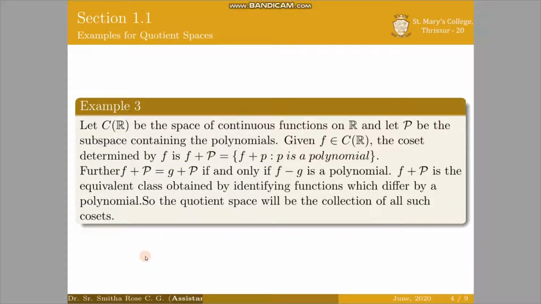Next example, here we are taking the vector space to be the space of continuous functions on R, and P be the subspace containing all the polynomials. So I am taking now a specific function f, an element of C(R), and the coset determined by f is f plus P, that is the collection of all f plus p where p is a polynomial. So two cosets f plus P and g plus P are equal if and only if f minus g is a polynomial. So what is the coset f plus P? It is the equivalence class obtained by identifying functions which differ only by a polynomial. So the quotient space will be the collection of all such cosets.